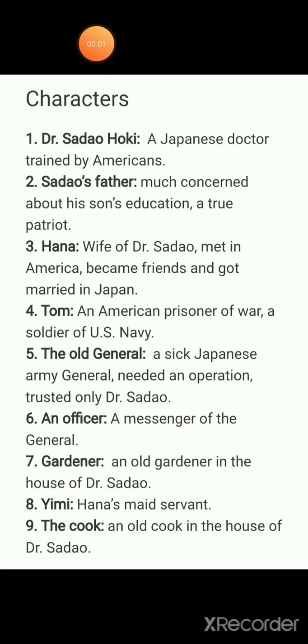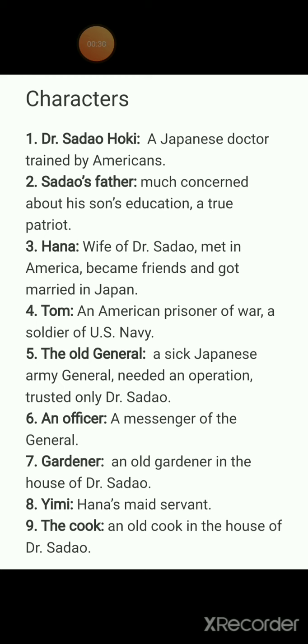Talking about the characters in the story, some major and the minor characters. Number one, Dr. Sadao Hoki, a Japanese doctor trained by Americans. Number two, Sadao's father, much concerned about his son's education, a true patriot. Number three, Hannah, wife of Dr. Sadao, met in America, became friends and got married in Japan. Number four, Tom, an American prisoner of war, a soldier of the US Navy.